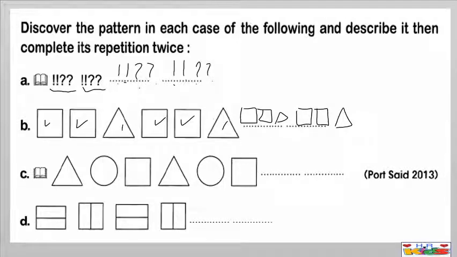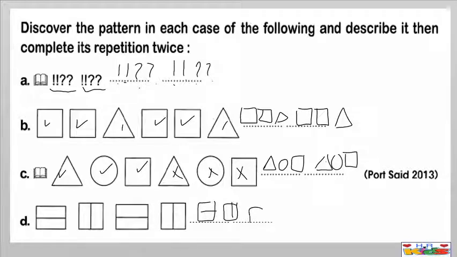The next, letter C, you have a triangle and a circle, then a square. So we will do triangle, circle, then a square, triangle, circle, then square. The next one, you have a rectangle with the line in the middle like that, vertical, then horizontal, then vertical. Then we will do one of them like it, then we change, then again, then we change. Okay?